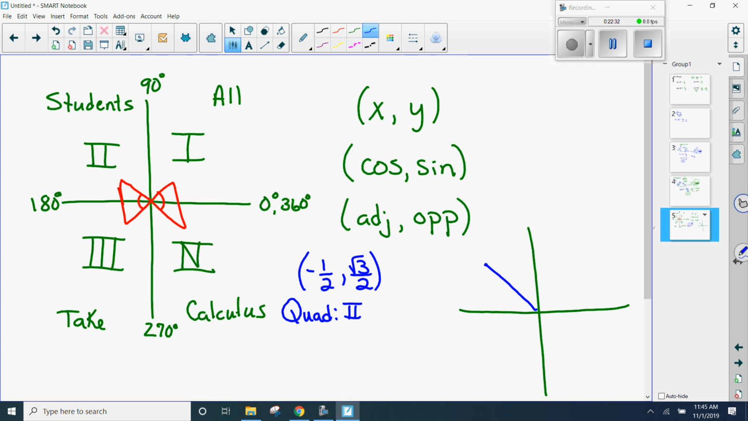The next thing they say, state the quadrant and find the angle. So that's quadrant 2. They don't have a mark for your angle. What is that angle measure?